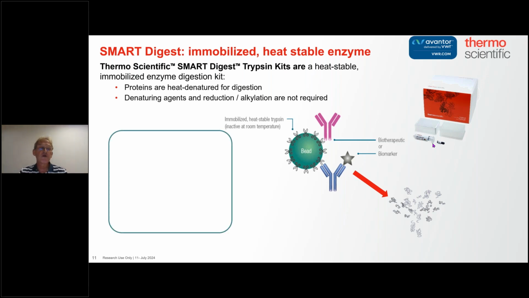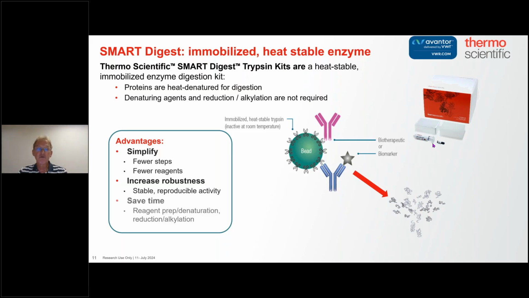So really what you're looking at here is the advantage of having simplified. It's much, much fewer steps. There are fewer reagents, and you've increased the robustness, because this is very, very reproducible. You can get 5 different chemists to run it, some of them untrained, and they'll all still get the same result. Whereas an in-solution digest is much more difficult to perform.